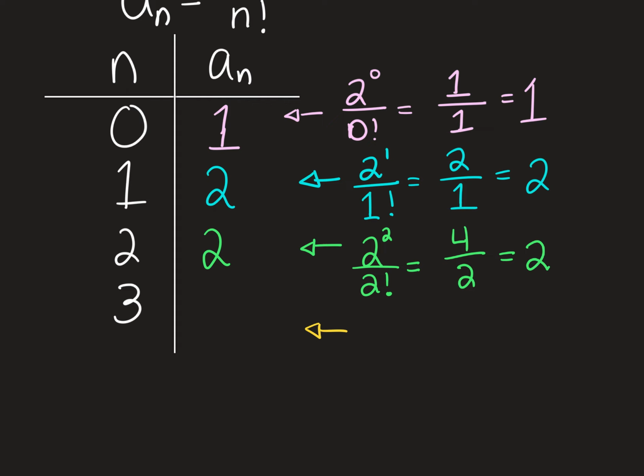All right, last but not least, we've got term 3. So I'll do 2 cubed over 3 factorial. So 2 cubed is 8. Over 3 factorial, which is 3 times 2 times 1.